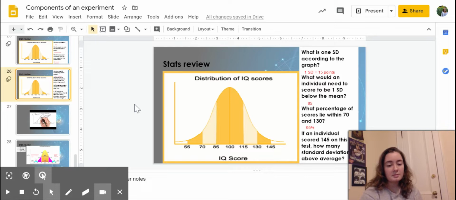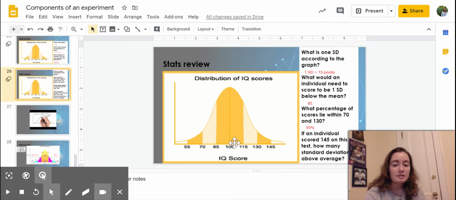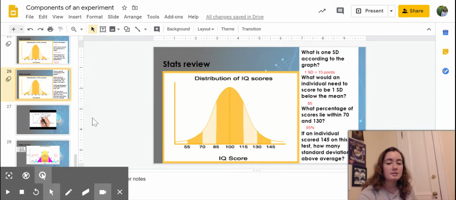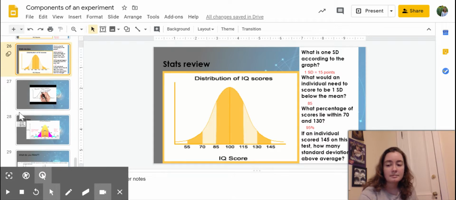And then one more practice. If an individual scored 145 on this test, how many standard deviations above average were they? Again, each one of these is 15 points, like one standard deviation. So 100 is the average, and 145 is 1, 2, 3. So they would be 3 standard deviations above the mean.